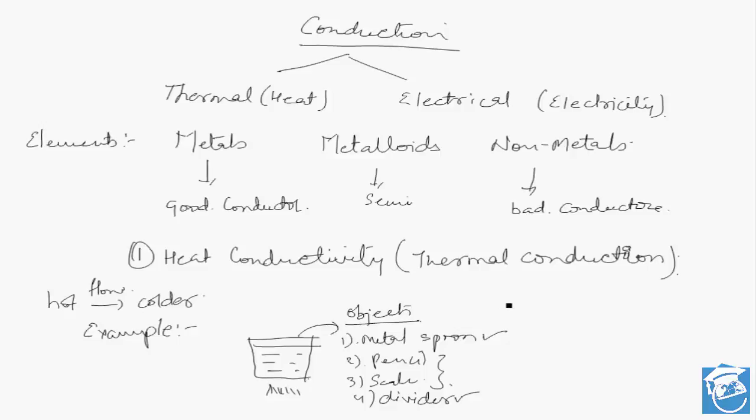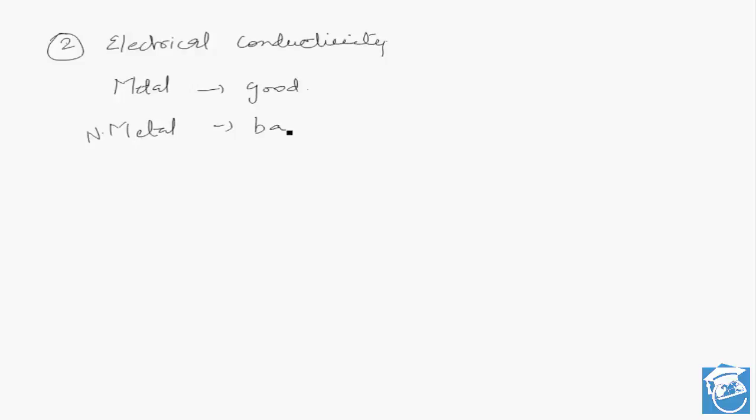So the second concept: we have talked about the heat conductivity, that is thermal conductivity. Let's talk about electrical conductivity. Well, what is electrical conductivity, friends? Electrical conductivity is nothing but the movement of electrically charged particles through a transmission medium. Like we have said earlier, metals are good conductors, and non-metals are bad electrical conductors.